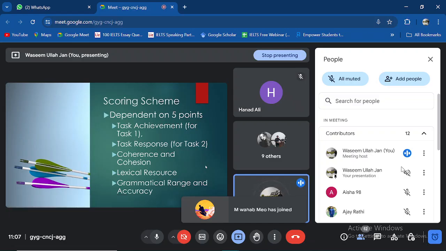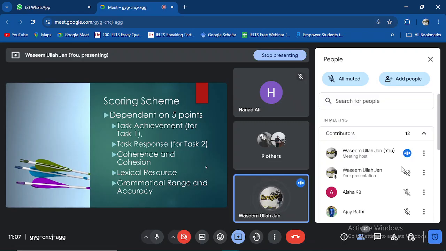The fourth point is lexical resources, what you call vocabulary in common language. There are two types of resources: jargons or the technical words, and the common words. Like I said in previous classes, you have to focus on your common words more than your jargons or technical words. Then comes grammatical range and accuracy.